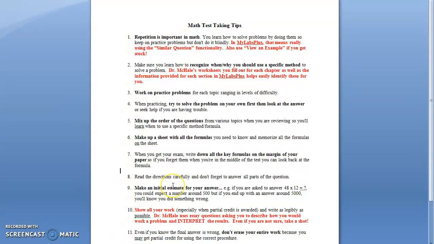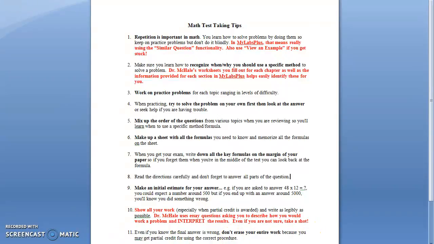Number 8 is very important. Read the directions carefully and don't forget to answer all the parts of the question. That's just so important. Just really focus on what they're asking you to do. You can make an initial estimate for your answer so that you know whether or not your resulting solution is in the ballpark. Show all your work.